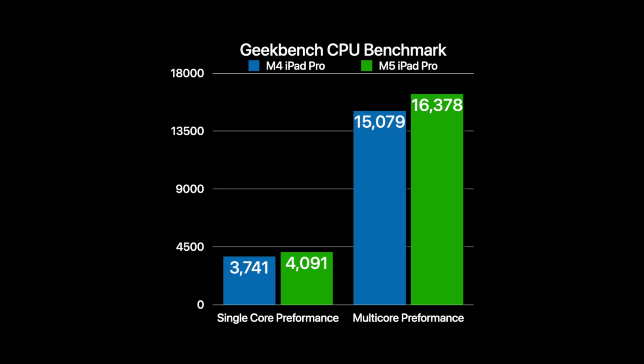Now, CPU-wise, I also ran Geekbench on it as well, and it was more modest gains. For the M4 iPad Pro, the single core performance comes in at 3,741, multi-core comes in at 15,079, and then the M5 iPad Pro, single core performance comes in at 4,091, and multi-core comes in at 16,378. Not really a massive jump there. So if you have a heavy CPU-focused workflow, going from the M4 to the M5 iPad Pro isn't going to really get you that much. But if you have an older iPad, say like the M1 or older, this is going to be a really nice performance gain for you.